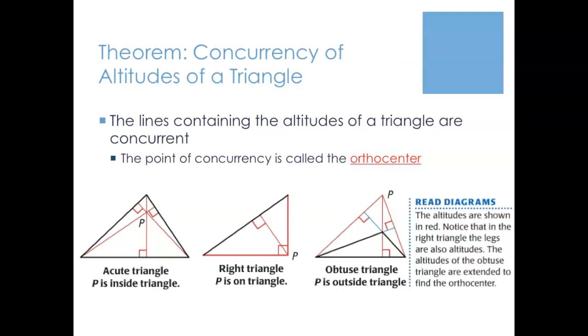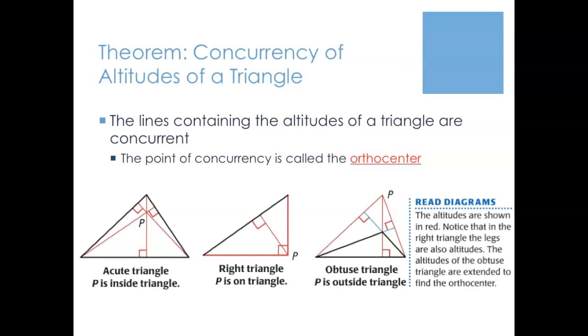So for all of these, the altitudes were shown in red. Notice that for the right triangle, the legs are also the altitudes, and then the altitudes of the obtuse triangle are extended to find the orthocenter, and that orthocenter ends up outside of the triangle.